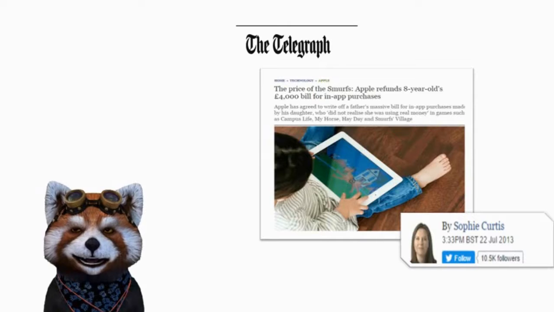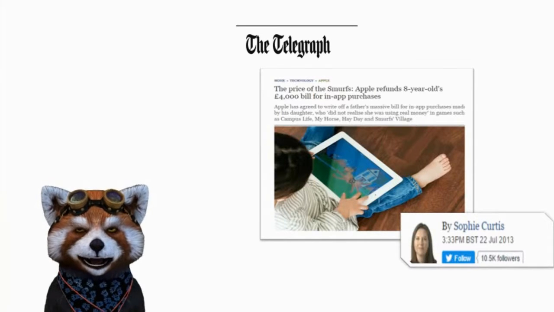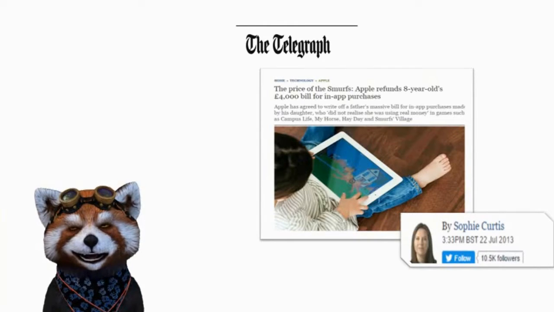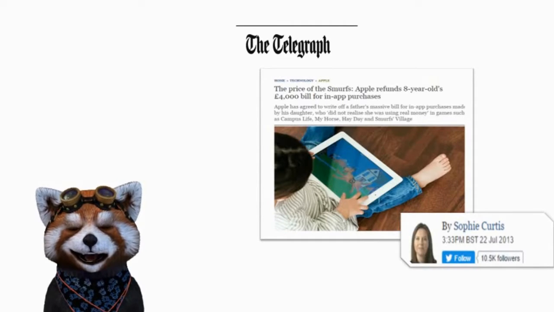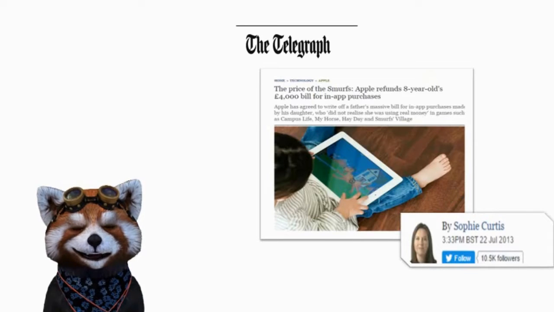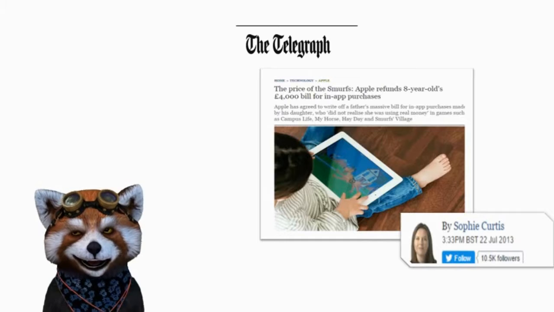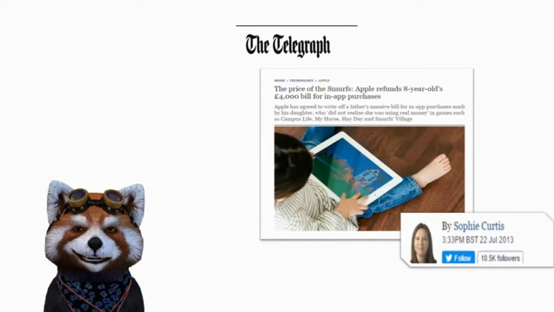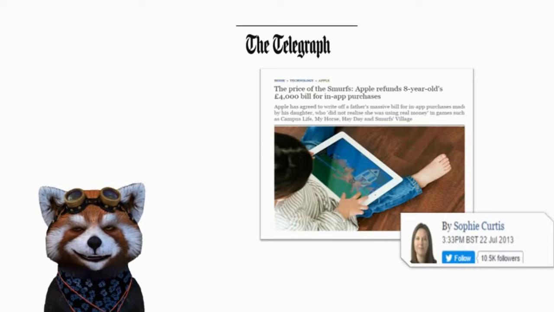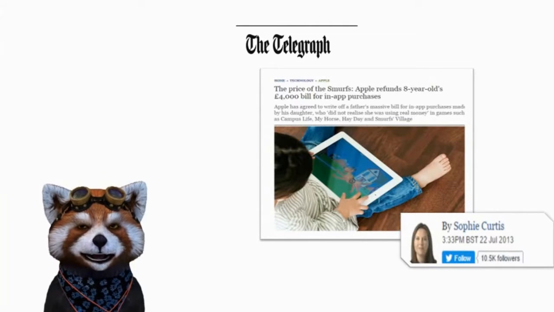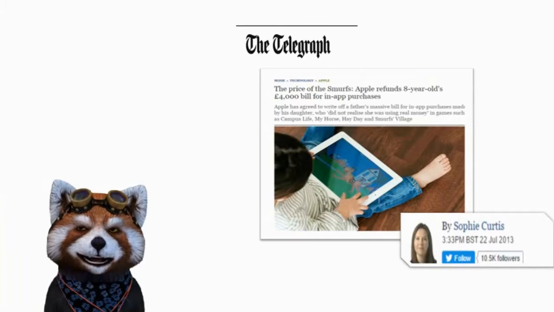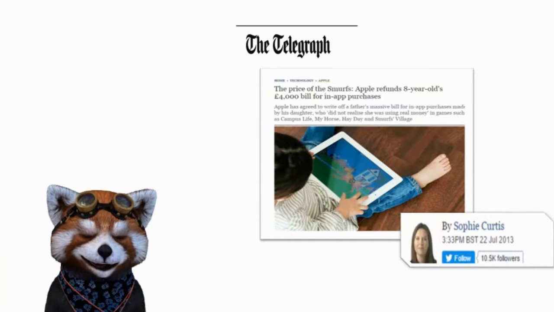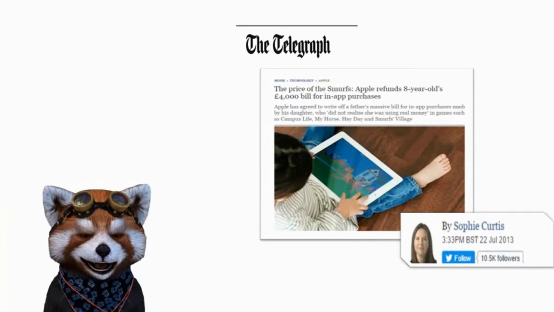Sophie Curtis of The Telegraph tells this terrible tale of woe for Apple and a dad. Apple has reportedly agreed to reimburse a British man for the £4,000, that's more than $5,000, worth of in-app purchases his daughter made over the course of around 5 months. 8-year-old Lily from Somerset racked up the massive bill, playing games such as Campus Life, My Horse, Heyday, Smurfs Village, all on her father's iPad. At one stage, she reportedly spent £2,000 in 6 days, buying in-game extras such as jewels, coins, and upgrades without realizing she was spending real money.